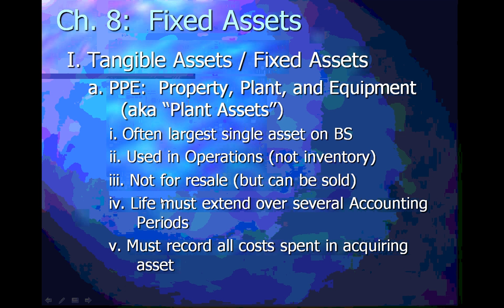Okay, the life of these assets must extend over several accounting periods, be that a quarter or a year or several of those, and you must record all costs spent in acquiring the asset. In other words, if you bought land and built a factory on it, the permitting, the installations, the inspections, the buying the equipment and having the equipment installed and set up properly, all those costs are what's called a depreciable basis. So all those costs can be actually spread out over the life of the asset.